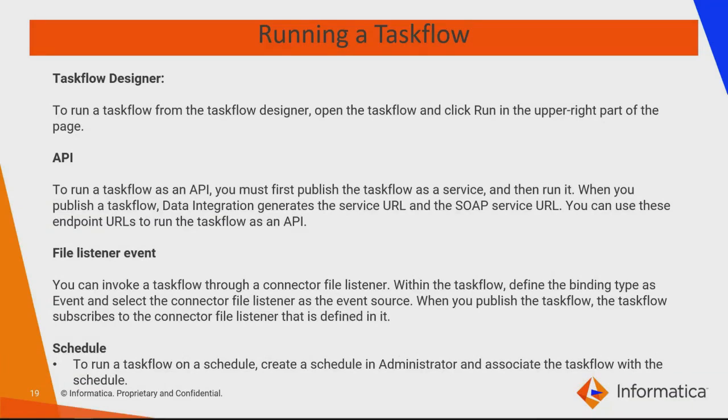One of the other ways to run a task flow is to configure a file listener event, wherein a task flow would run based on arrival of a file. In this case, you have to define the appropriate binding type as event and select the appropriate file listener connection. When you publish, the task flow subscribes to a connector file event that is defined in it. You can also run a task flow on a schedule: create a schedule in Administrator and associate the task flow with the schedule.